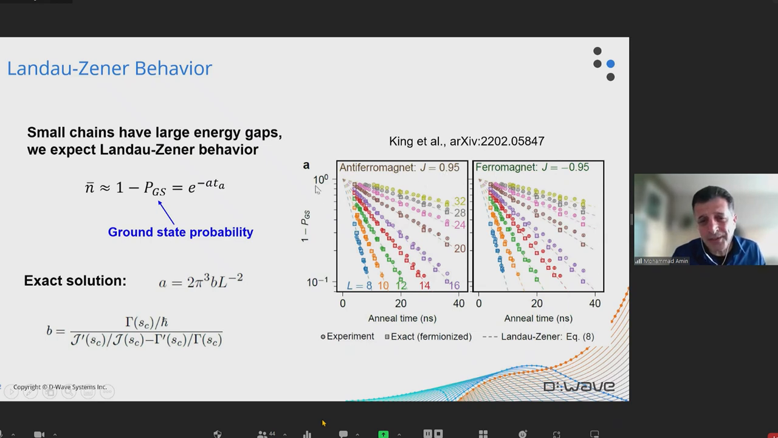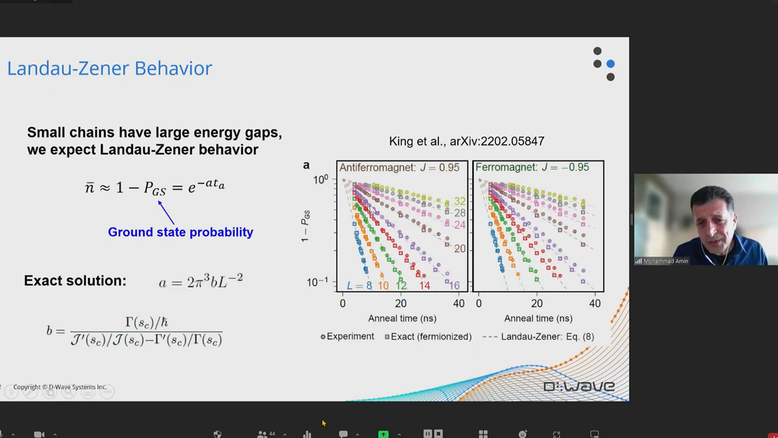And now we are plotting basically n bar, or 1 minus ground state probability, versus time, but in log linear, instead of log log, which it was before. Having a linear dependence in this plot means exponential dependence. And you see that all of them are in very good agreement with exponential dependence, as you expect from Landau-Zener formula.